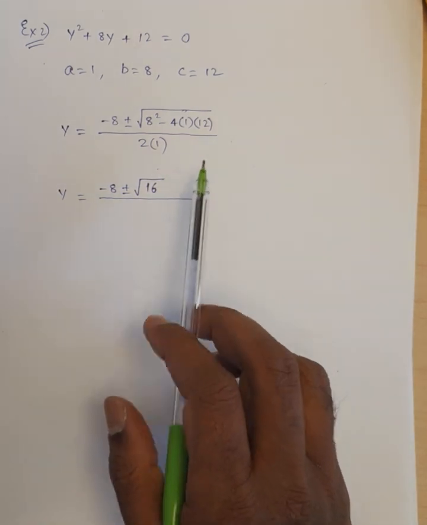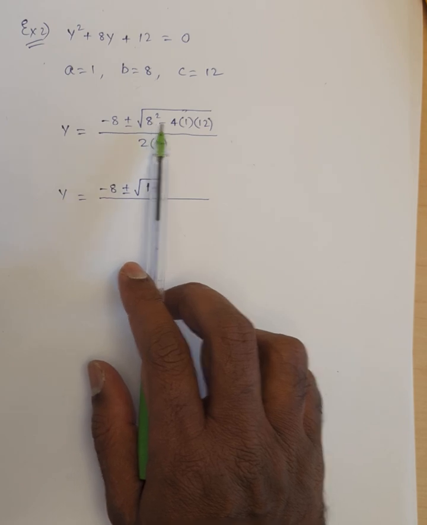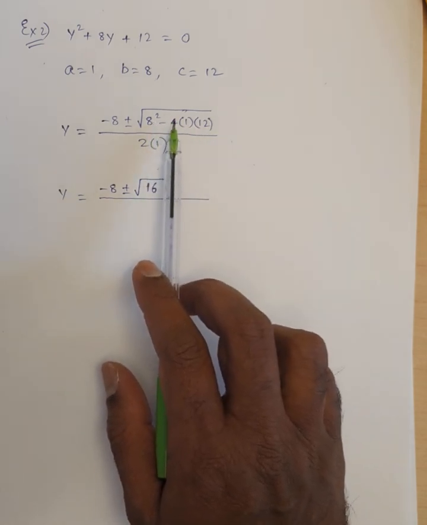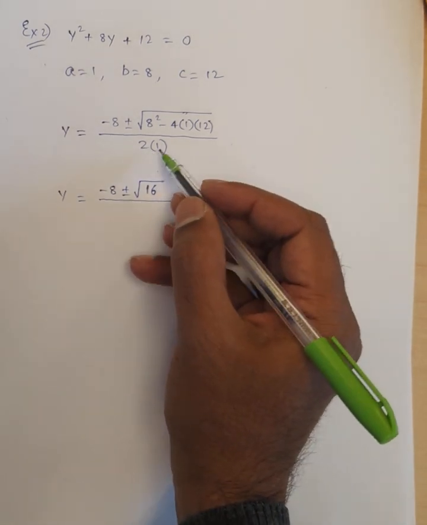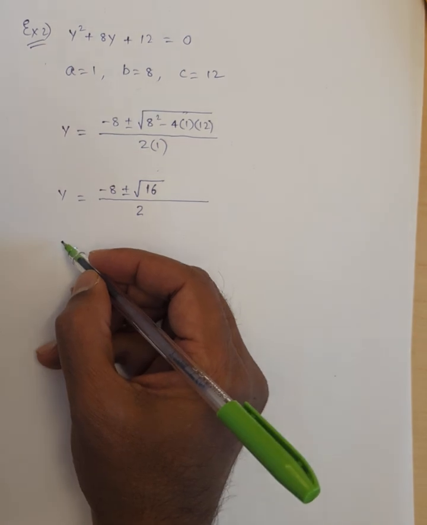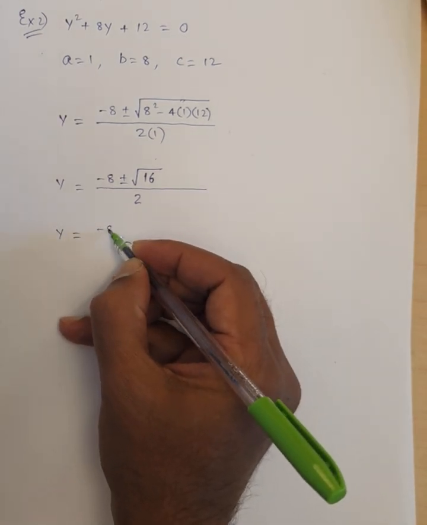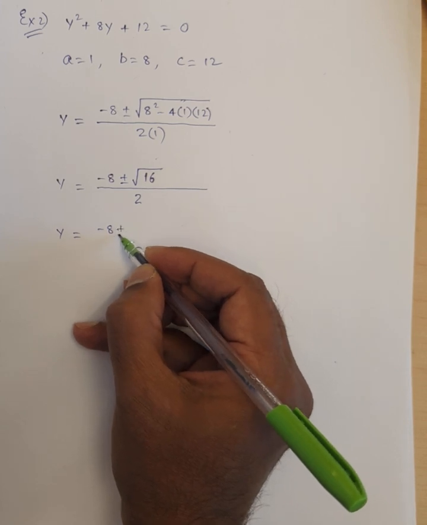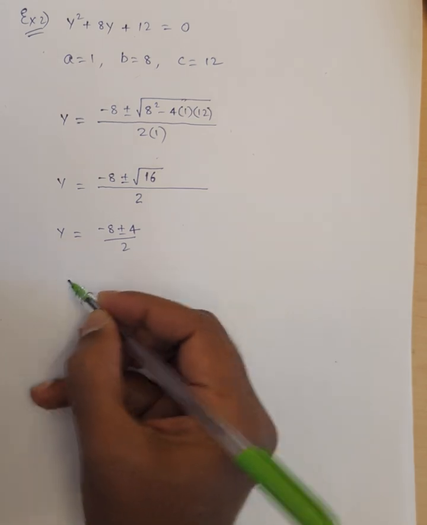Yeah, you want to do all of this in one step. It not only makes things faster, you are less likely to make any mistakes. Divided by 2 times 1 is just 2. So now I have y equals negative 8 plus or minus, square root 16 is 4, divided by 2.